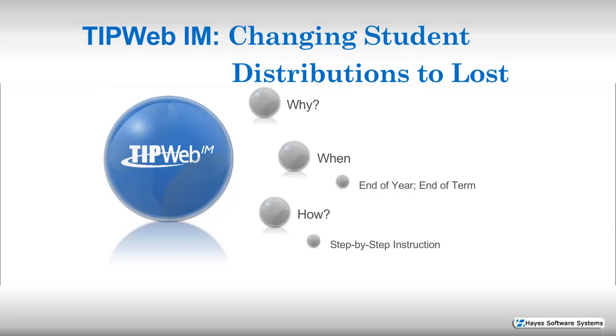We'll begin with why. This process simply allows your campus to reflect those students who did not return their textbooks by the deadline that was set. When does this process take place? We typically see it at the end of a school year. But if your particular campus is divided by term, you can also accomplish that task.